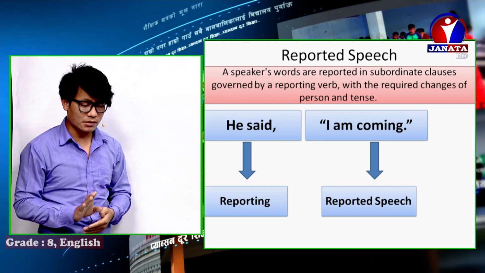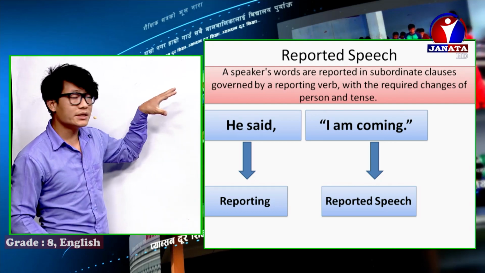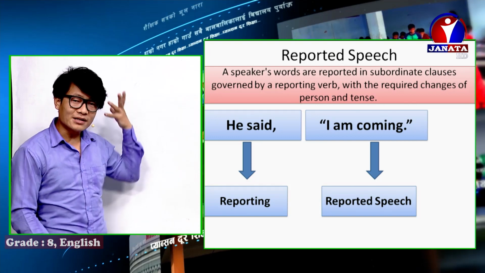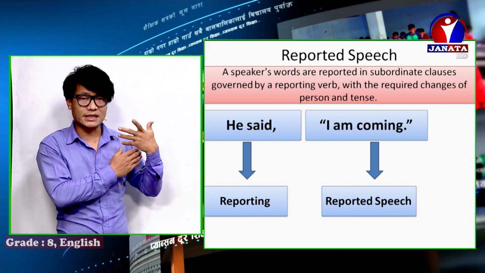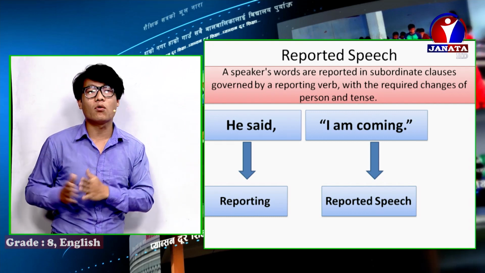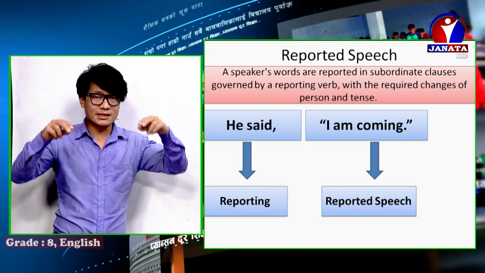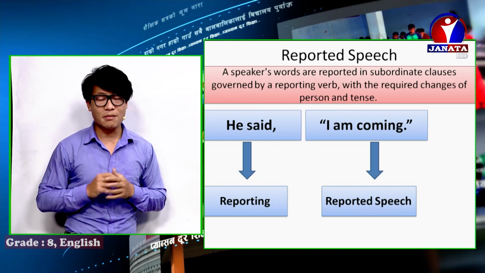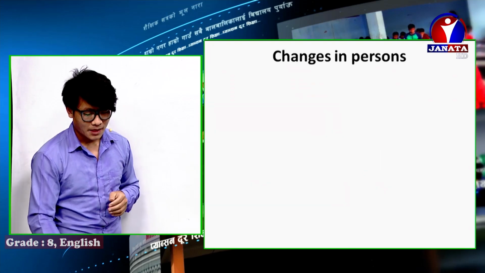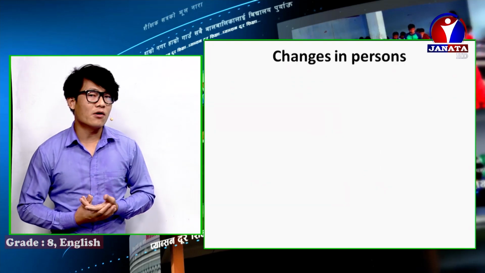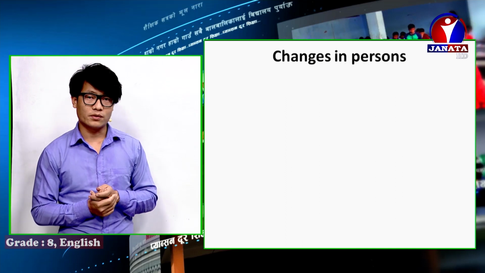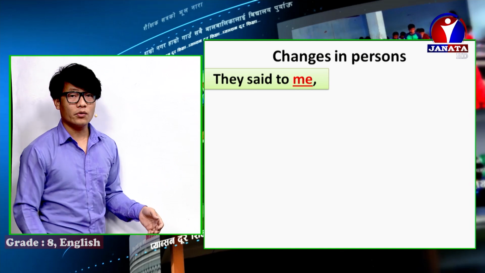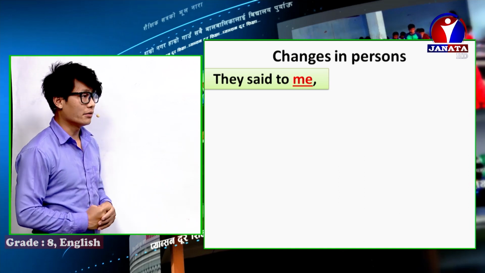You need to remember this, it is very important, which is called reporting and which is called reported. First is called reporting and second is called reported. The sentence which is in inverted commas is called reported speech. Remember this. And there are changes in the person. This is very, very important. Changes in persons. I am going to show you several examples here.